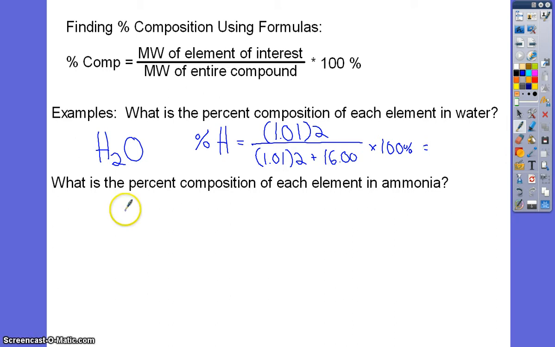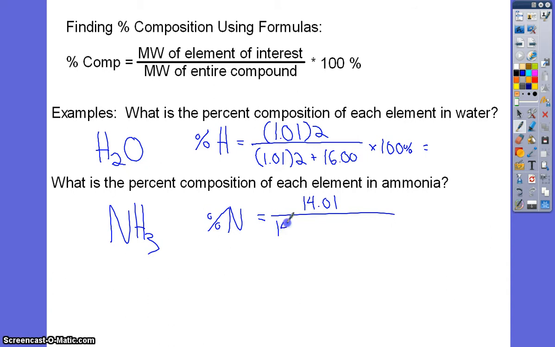If I want to do something similar for ammonia, let's say I want to know what is the percentage of nitrogen in ammonia. Ammonia is NH3. So if I want to know the percent N for nitrogen, if I look up on the periodic table, it is 14.01 grams per mole. And so on the bottom, I'd add 14.01 from the nitrogen plus 3 times 1.01 for the hydrogens. And then times 100% would give me the percent composition of nitrogen in ammonia.